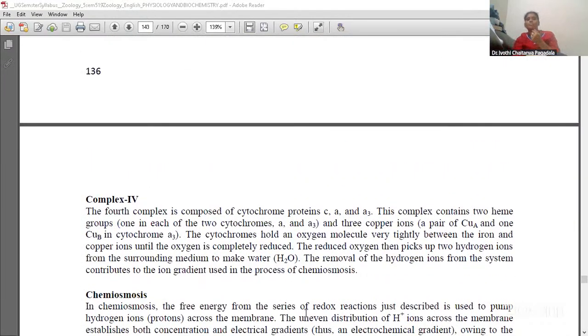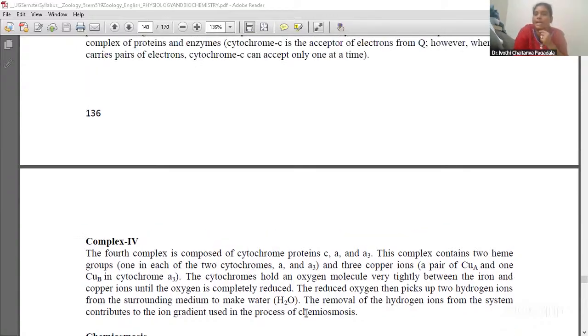This complex is composed of cytochrome proteins like cytochrome C, cytochrome A and cytochrome A3, and it contains two heme groups. One group has the two cytochromes, cytochrome A and cytochrome A3, and the copper ions: a pair of copper A and one copper B in cytochrome A3. These cytochromes hold the oxygen molecule very tightly between the iron and copper ions until the oxygen is completely reduced.